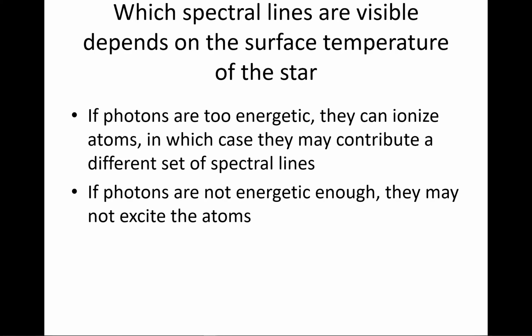Okay, which spectral lines exist also depends on the surface temperature of the star. The reason for that is that if photons are too energetic, they can ionize atoms, in which case they may have a different set of spectral lines. So maybe there's a minimum temperature required for that chromium-2 or that iron-2. That's something that can happen. And then if photons aren't energetic enough, they may not excite the atoms, and so you might not see absorption lines from those particular atoms.